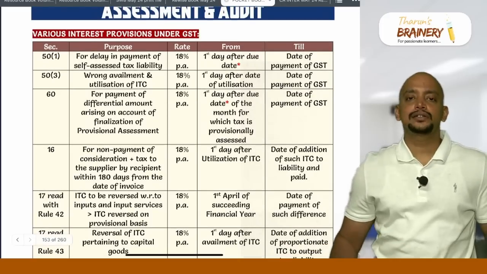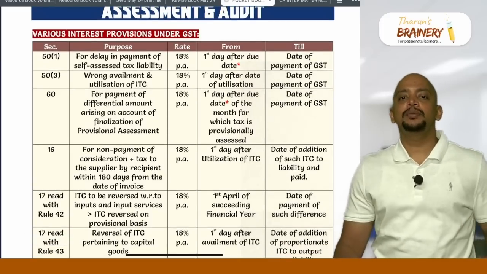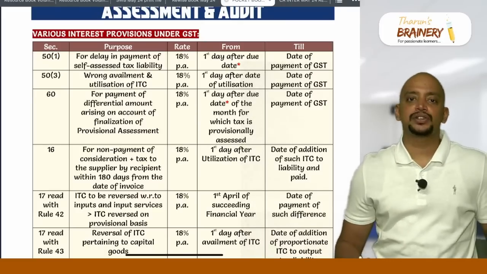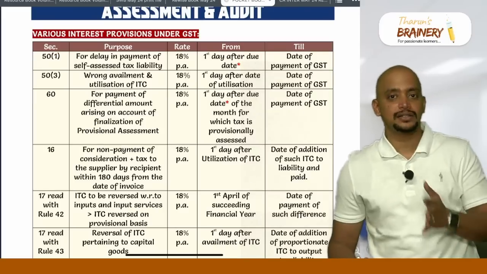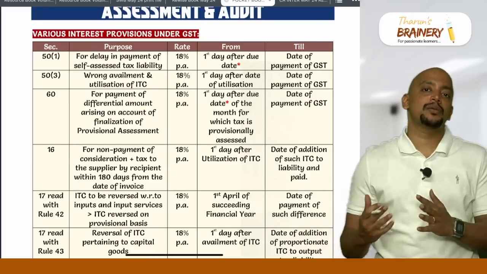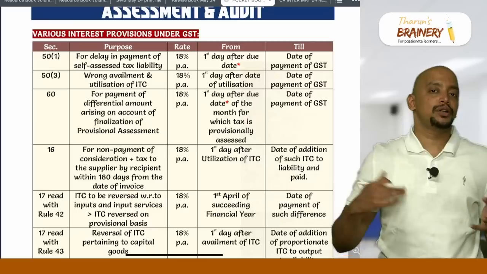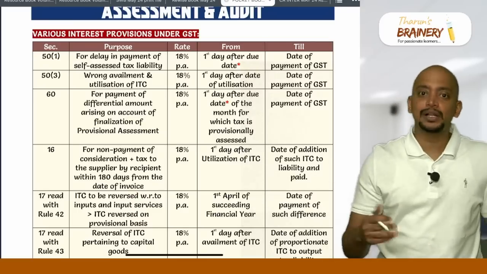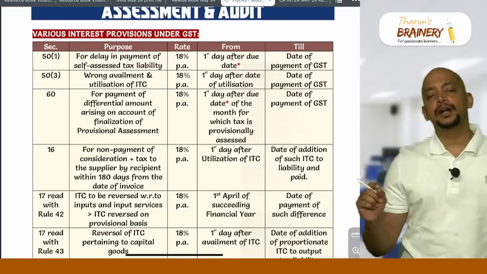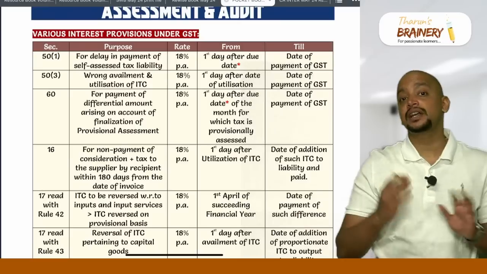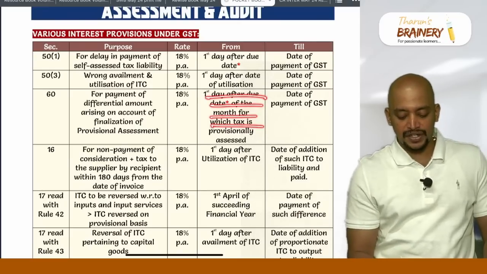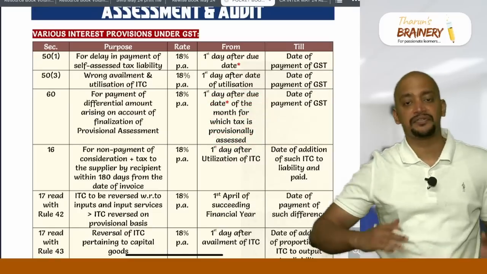Whereas section 60 interest is about provisional assessment. Usually when a person is unable to determine the value or the rate of GST, that person can make an application for provisional assessment, wherein the officer will ask the person to provisionally pay some amount, and thereafter upon finalization some differential amount will be either payable or refundable to that person. Suppose the differential amount is payable, then what will be the rate of interest? 18% per annum. And in this case, the interest will be computed as usual from the first day after the due date pertaining to the month in which the provisional assessment is resorted, till the date of payment of the differential amount.